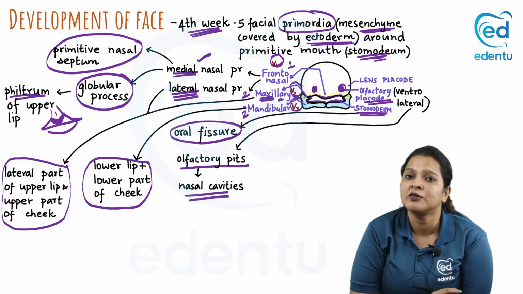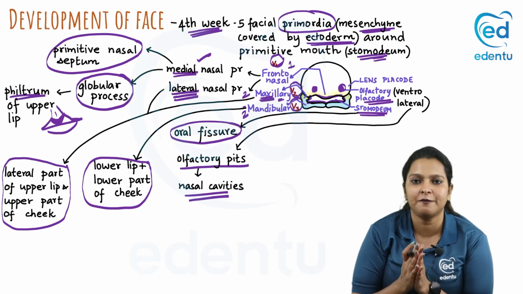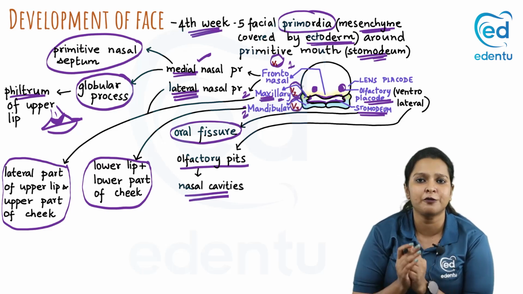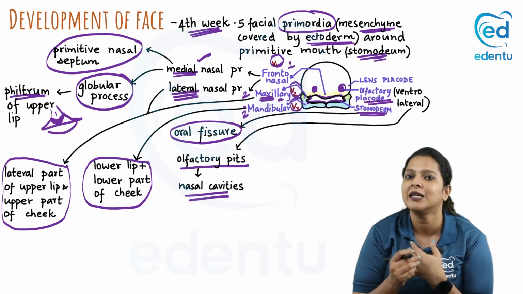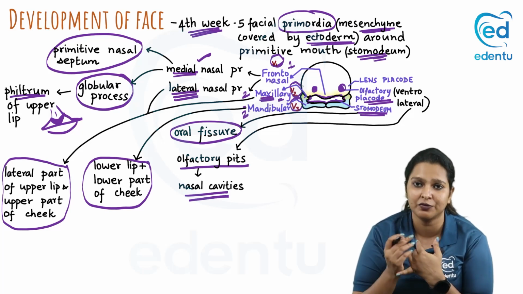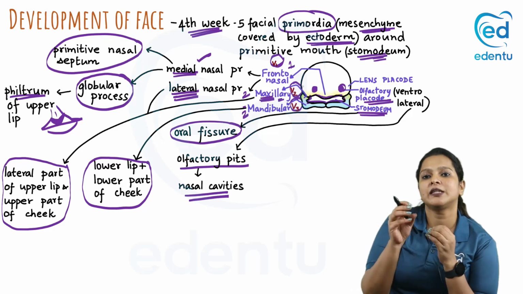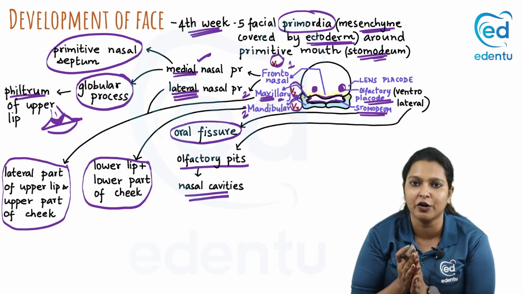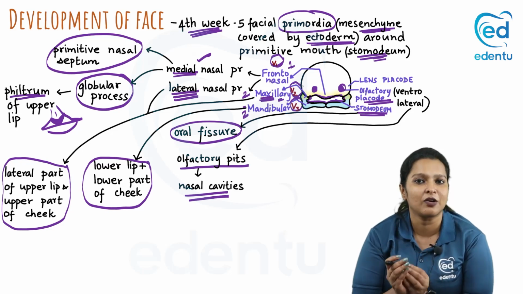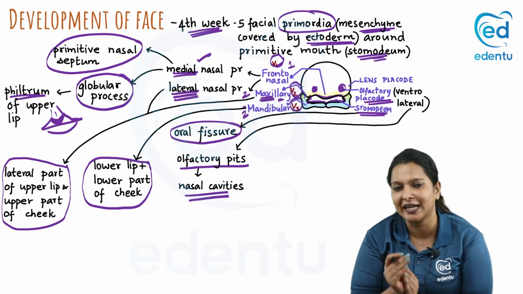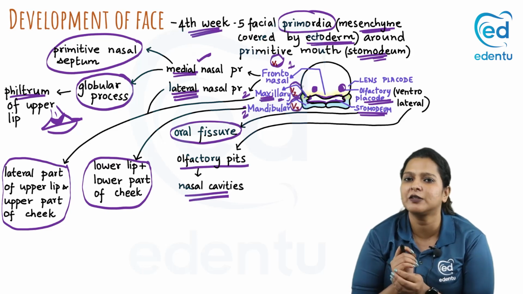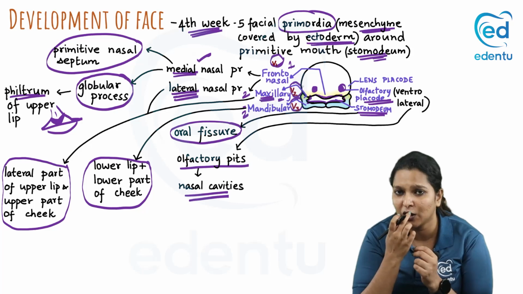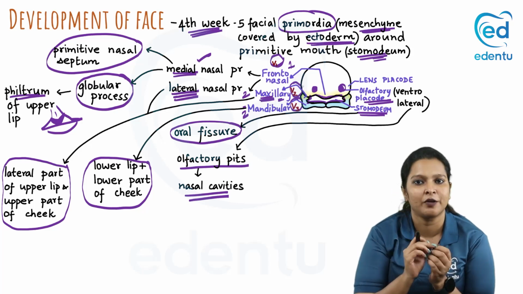nasal process. So the outline is that you should know that there are 5 swellings: frontonasal process, maxillary and mandibular. In the frontonasal process, you have to remember that there is the olfactory placode that becomes the future nasal cavity. Based on the position of this olfactory placode, there are 2 processes in the frontonasal process. 2 parts are called as medial nasal process and lateral nasal process. What is the fate of this medial nasal process? It becomes the primitive nasal septum, and it has one globular part that becomes the philtrum of the upper lip.